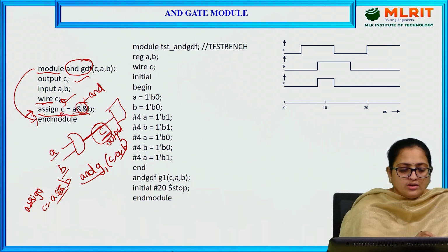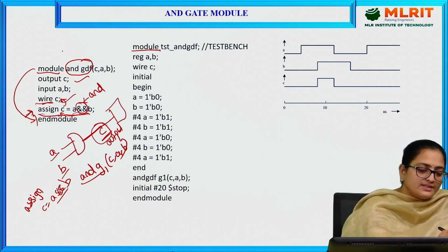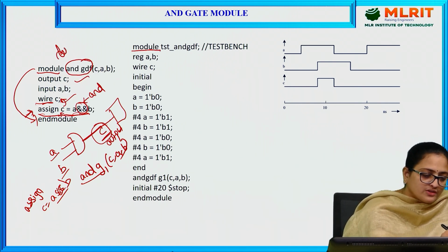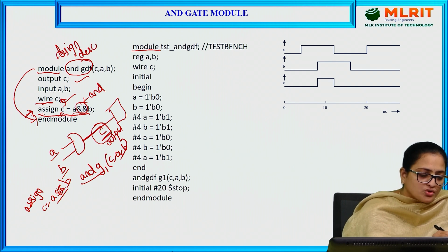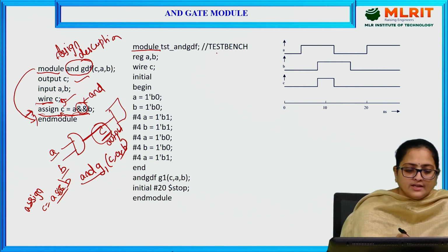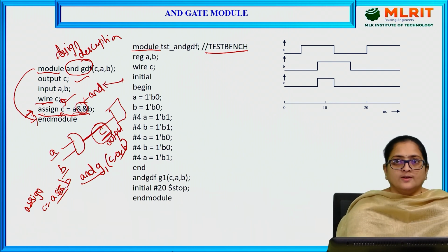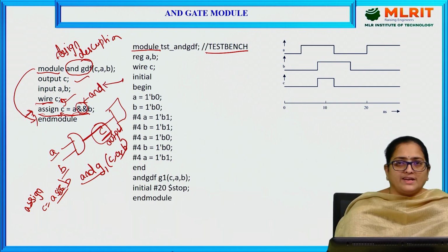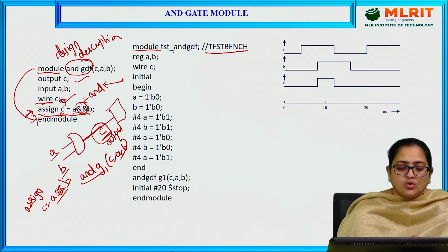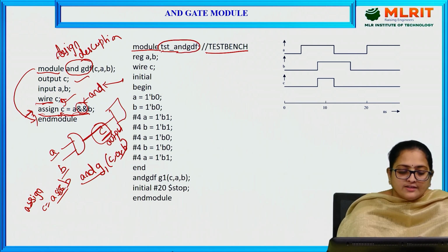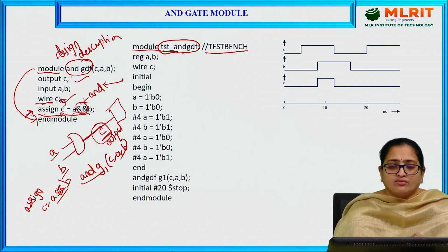Any Verilog code like this is called a design description, and this code is called a test bench code for this design description. So, either a test bench code or a design description, Verilog code starts with the keyword module. So, module name test underscore AND GDF. This is the module name which I have taken here.